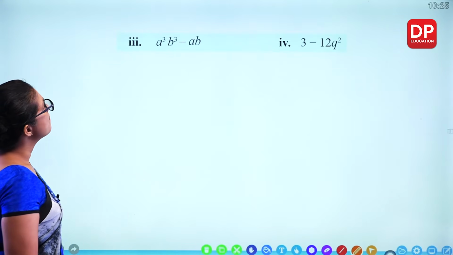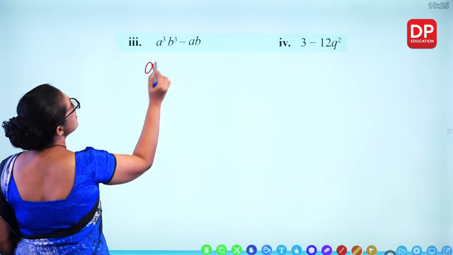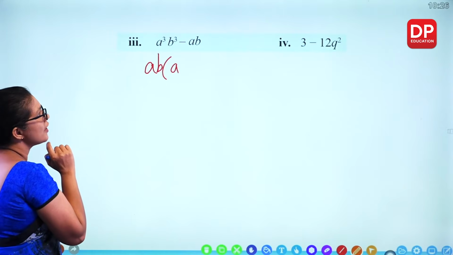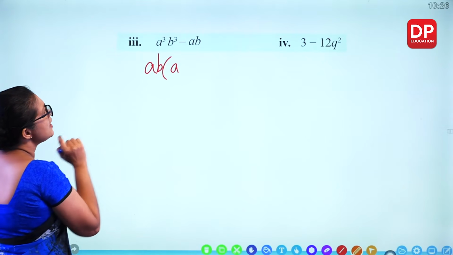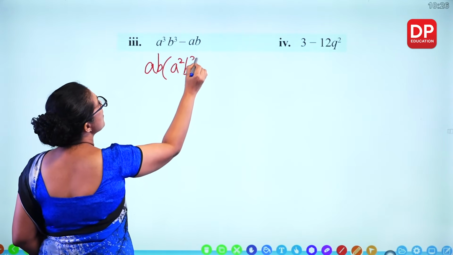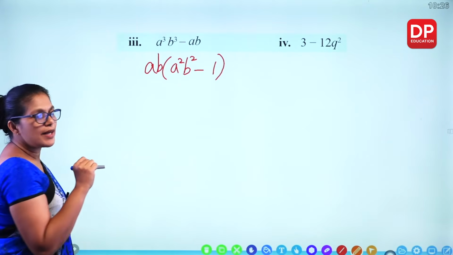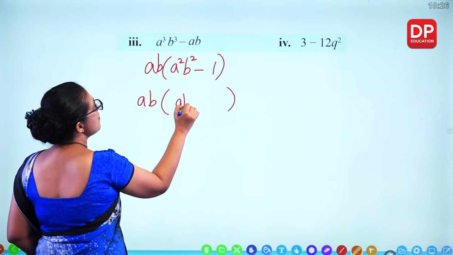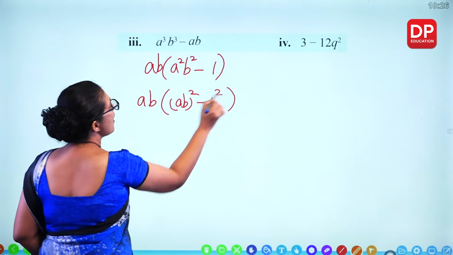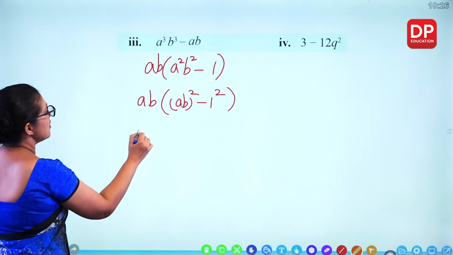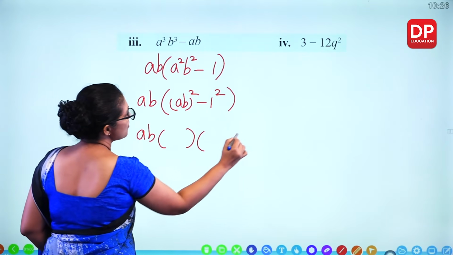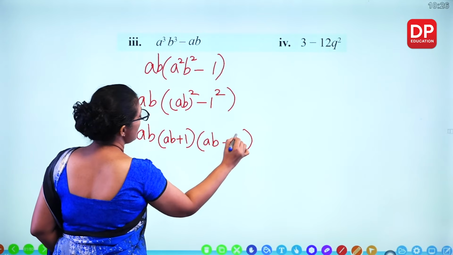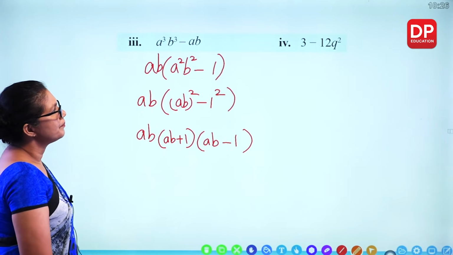This one, take the common term out. A is common. B is common. Both are common. So what's remaining? A squared, b squared. Here 1 is remaining. Now I can write this one as AB whole thing squared and 1 squared. 1 squared is 1. Now apply the difference between two square terms: AB plus 1, AB minus 1.